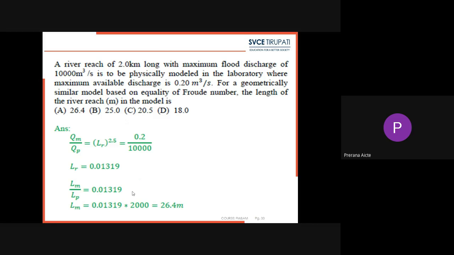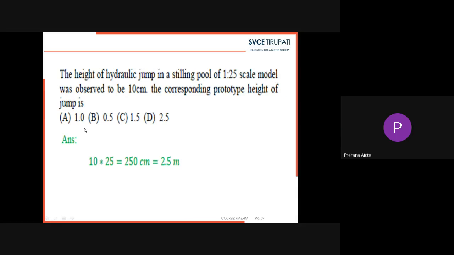So they have given the prototype values like length of the prototype, discharge of the prototype, and the discharge of the model. So simply by using the condition for discharge, that is discharge ratio, discharge for model by discharge for prototype equals Lr power 2.5. So substituting the values, we get Lr equals 0.01319. And we know that Lr is length of the model by length of the prototype. And from there, we can find out the length of the model as 26.4 meters.